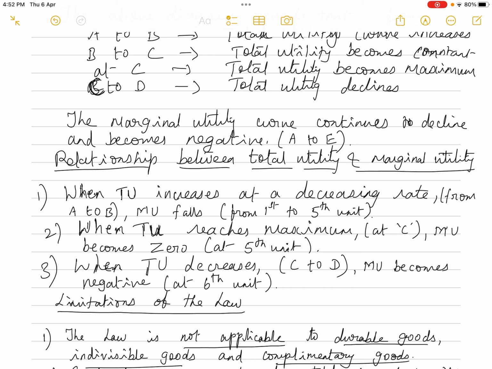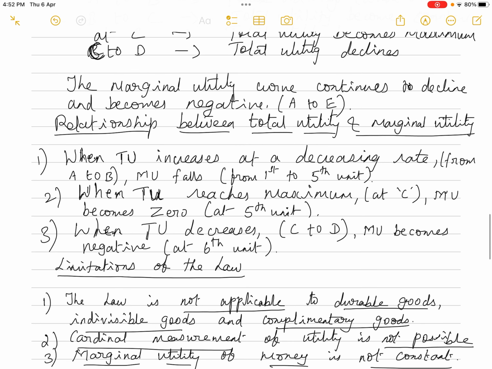And when total utility reaches maximum, at point C, the point of maximum satisfaction, the marginal utility becomes 0. At the fifth unit, the marginal utility is becoming 0. And when total utility decreases, that is between C to D, the marginal utility becomes negative. That is when the consumer consumes the sixth unit, the marginal utility becomes negative. So this is the first part of the answer.